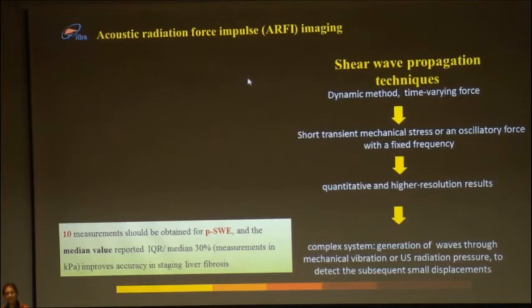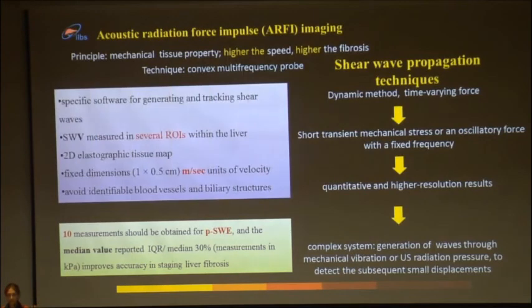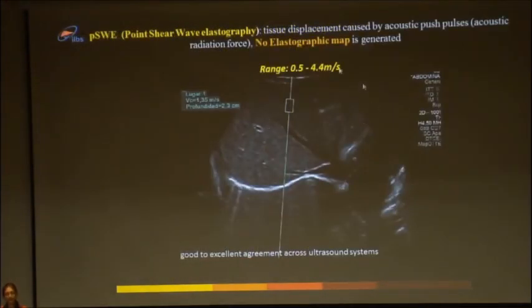Like I said, RFE is just a technique of shear wave, and I'm going to rush through these slides now. So higher the speed, higher the fibrosis. You also need 10 measurements for point shear wave and 2D shear wave. So shear wave is of two types. There is a point method, which is what I'm going to move to. So this is what a point shear wave looks like. This is what we have in our department currently.